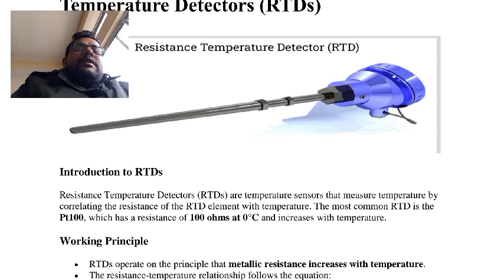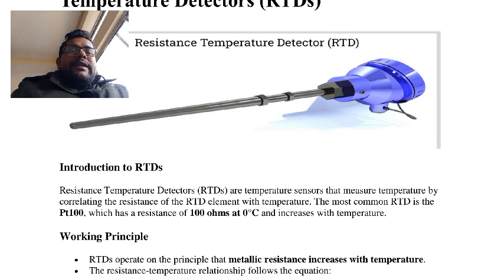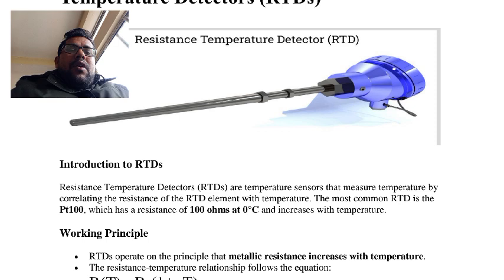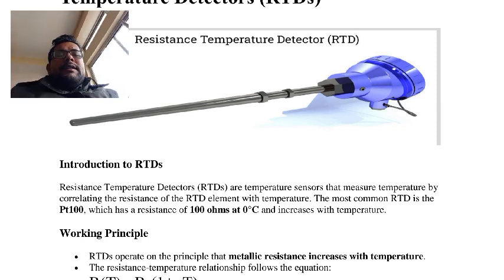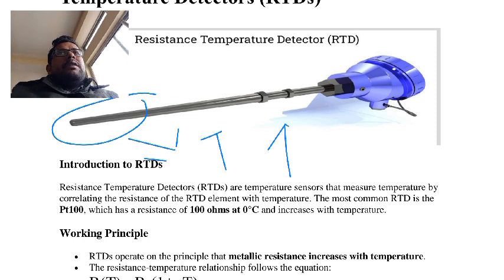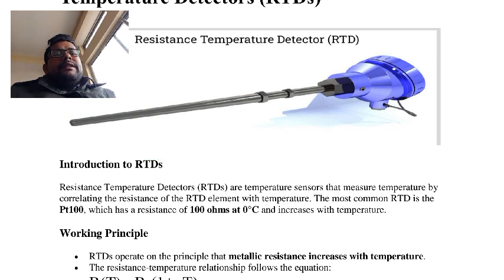So, the introduction. Resistance temperature detectors are sensors that measure temperature by correlating the resistance of the RTD element with temperature. The most common RTD is PT100, with a resistance of 100 ohm. When the RTD is dipped in or touches the temperature, its resistance starts increasing. If temperature increases, then resistance increases. If the temperature decreases, then resistance decreases.